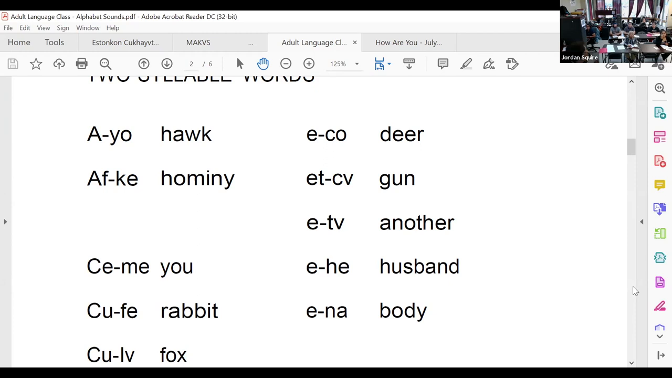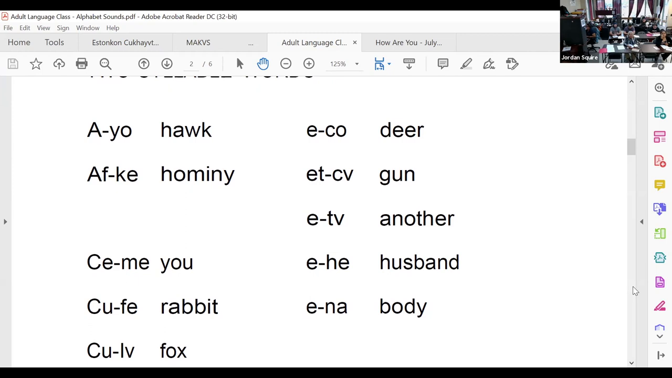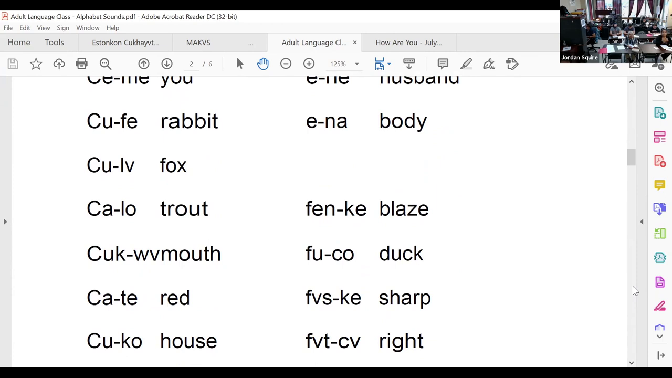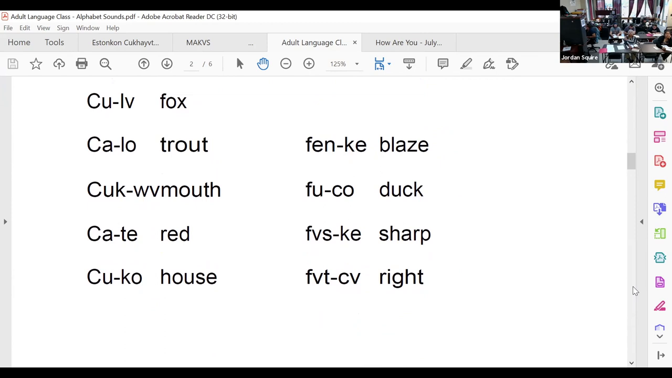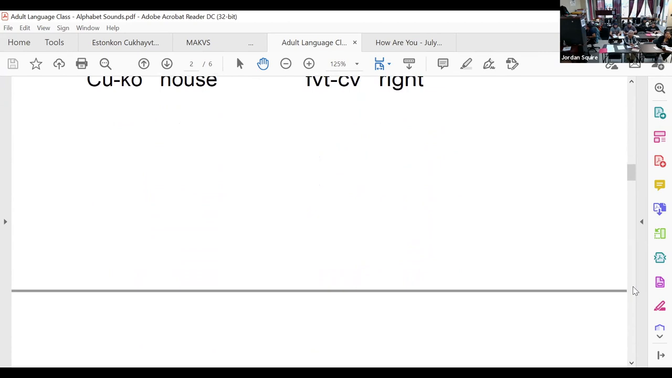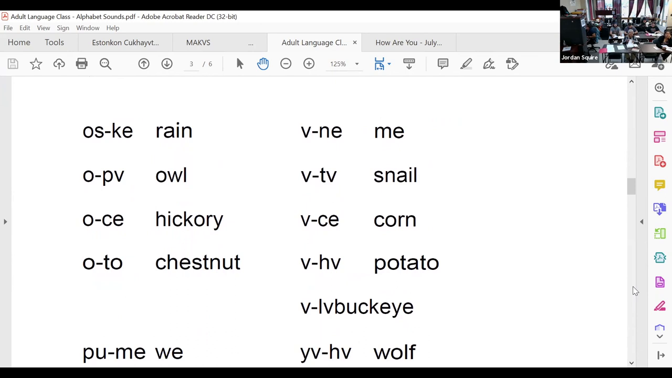Another. Ida. Husband, ihi. Body, ina. Blaze, fingi. Duck, fujo. Shark, busty. Right, butcha. Muchi. Okay, here we go. Rain, oski. Well, we had plenty of that the other day, didn't we? Oski. Oba, real. Hickory, oji. Chestnut, odo. Ome.